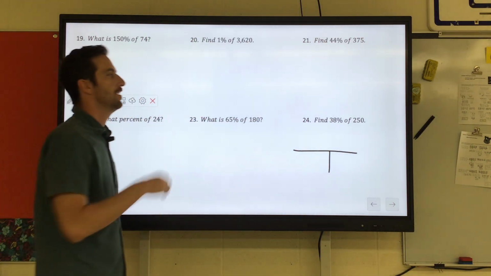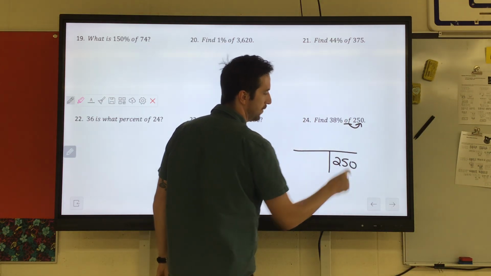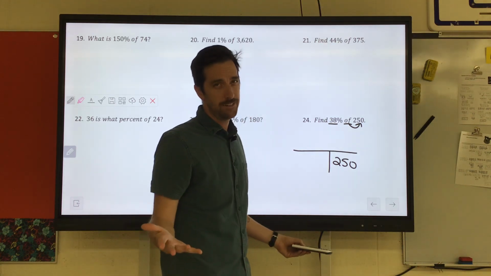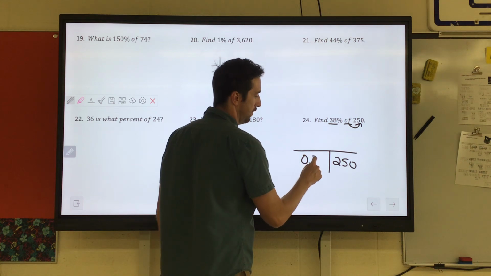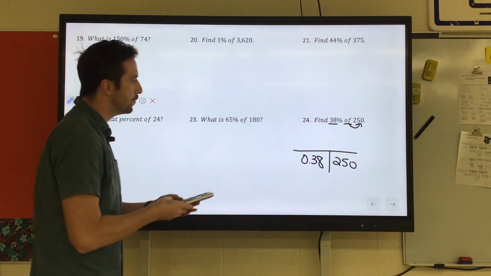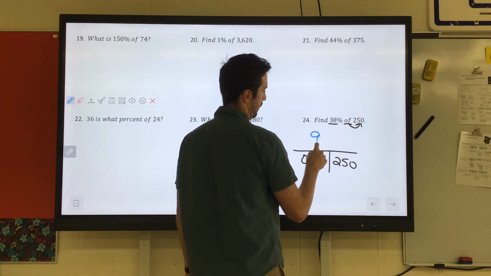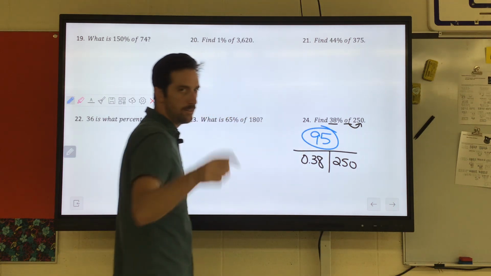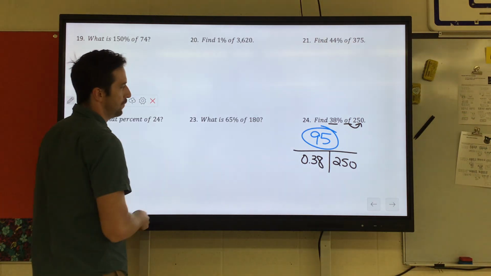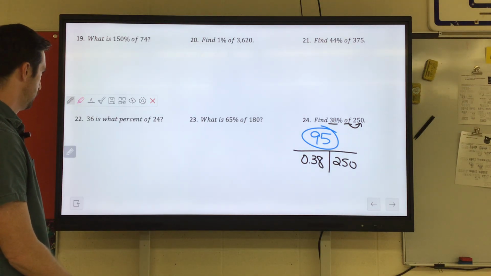Find 38% of 250. Of 250, that means 250 is in the whole spot. 38% is the percentage. We want it in decimal form. 38% is 0.38. Those two things are next to each other, so we should probably multiply 0.38 times 250. We have 95. And that wasn't even bad. You know darn well that wasn't too bad. That one we're also looking for the part.